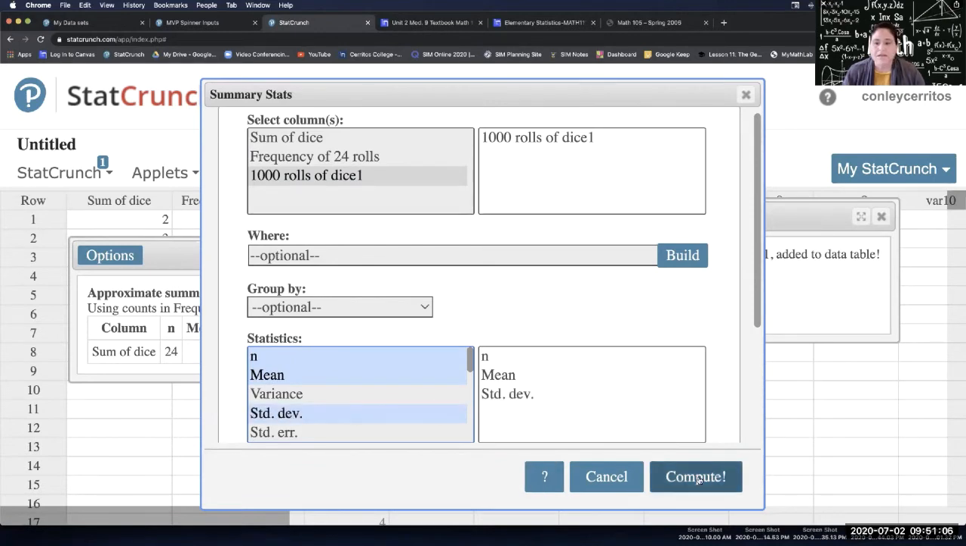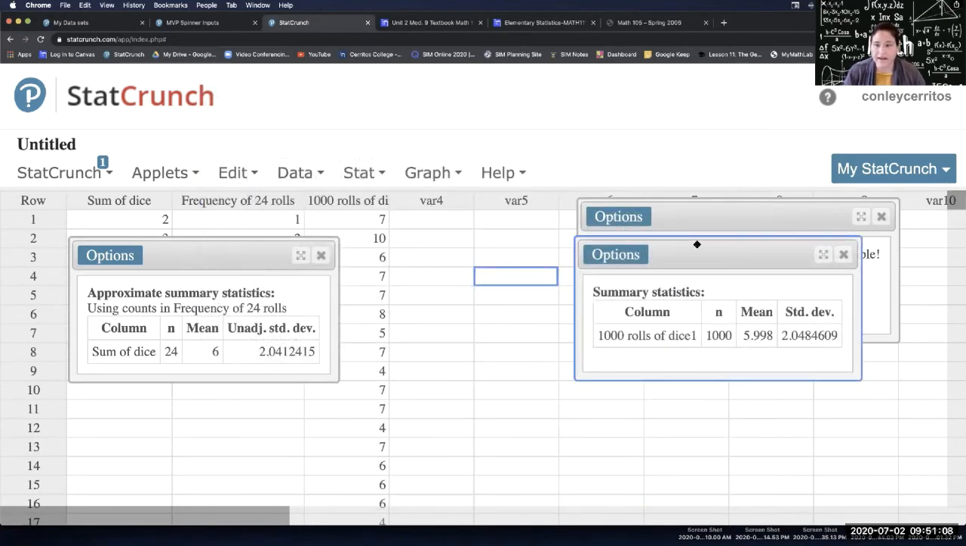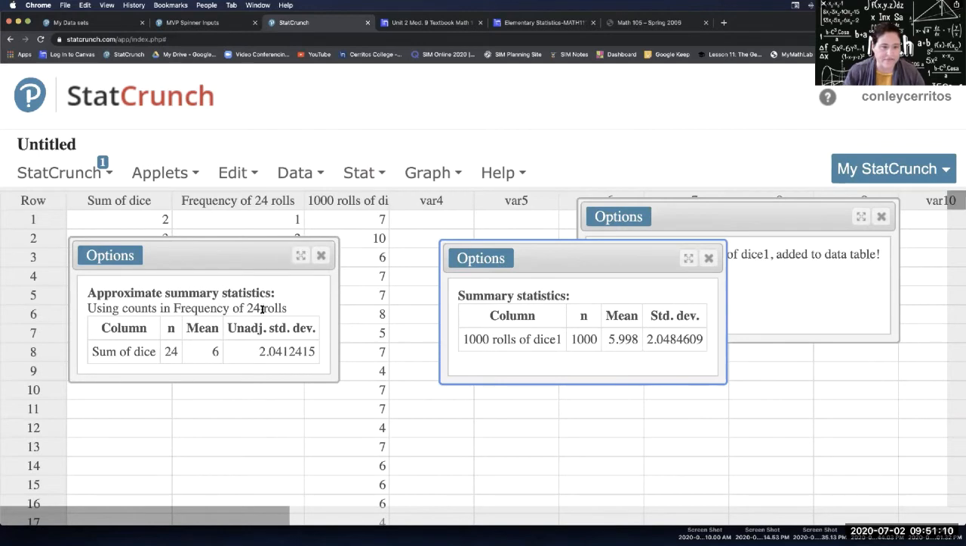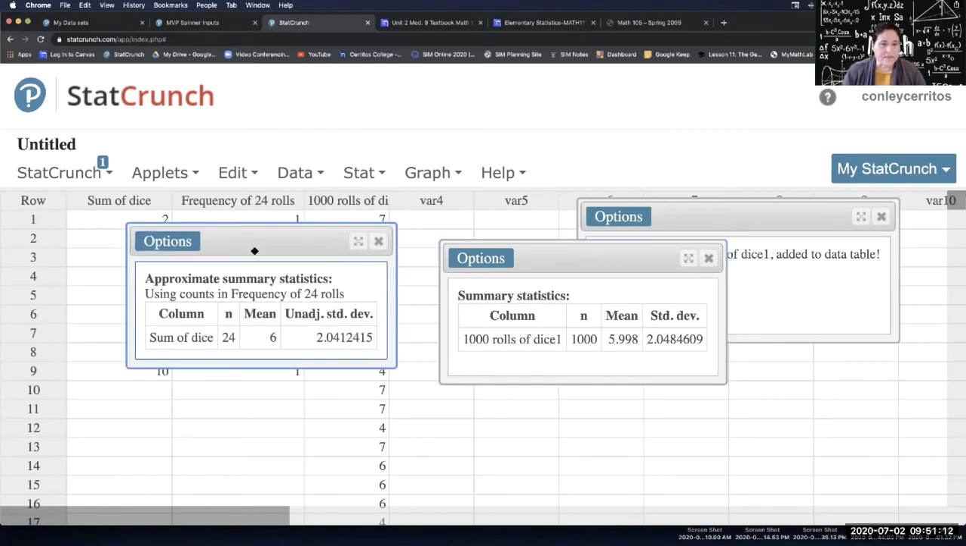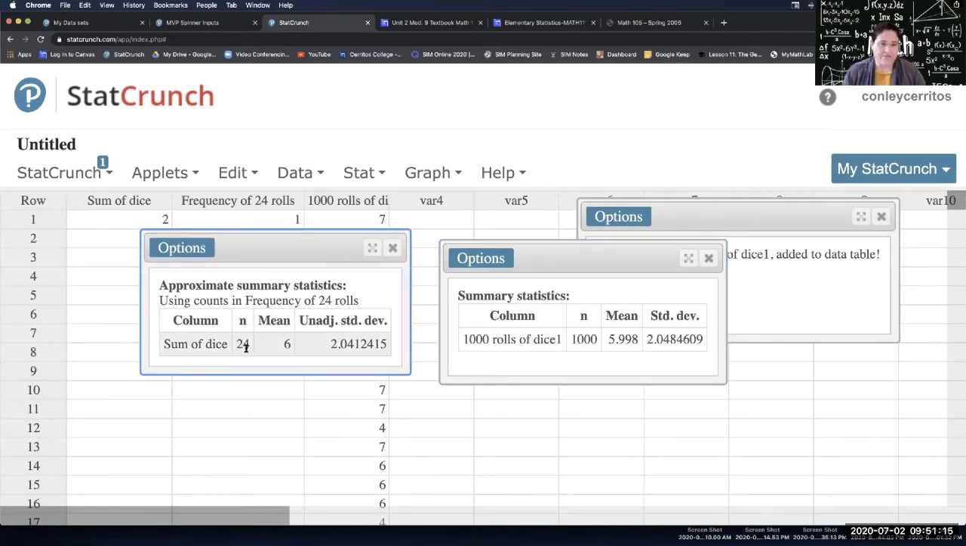There we go. So if I look at what I got, guys, this one on the left is my population, even though it says N is 24. This is the true mean and standard deviation of rolling those dice. Over here is what I got from my 1,000 rolls, and it's a pretty good approximation to the truth of the population. Notice 5.998 is extremely close.